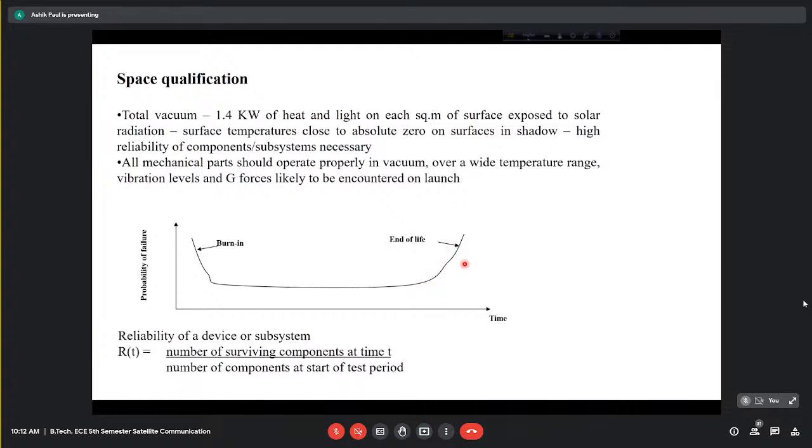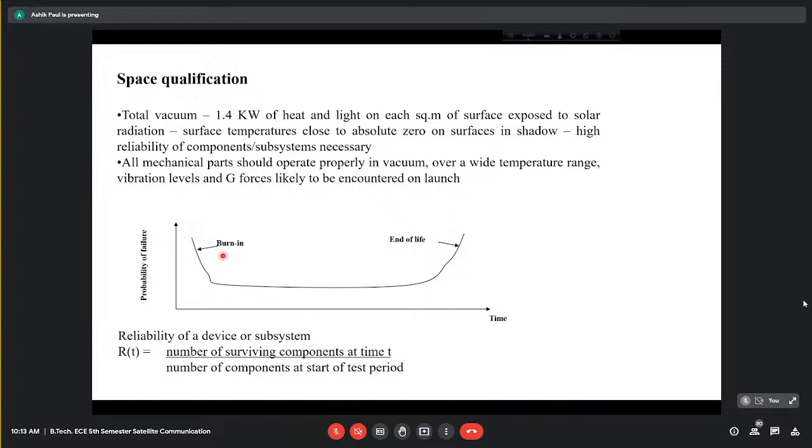You cannot avoid this burn-in period either, and you cannot do anything other than expect that the active lifetime of the satellite is extended as much as possible, where you have this nearly uniform or constant probability of failure.